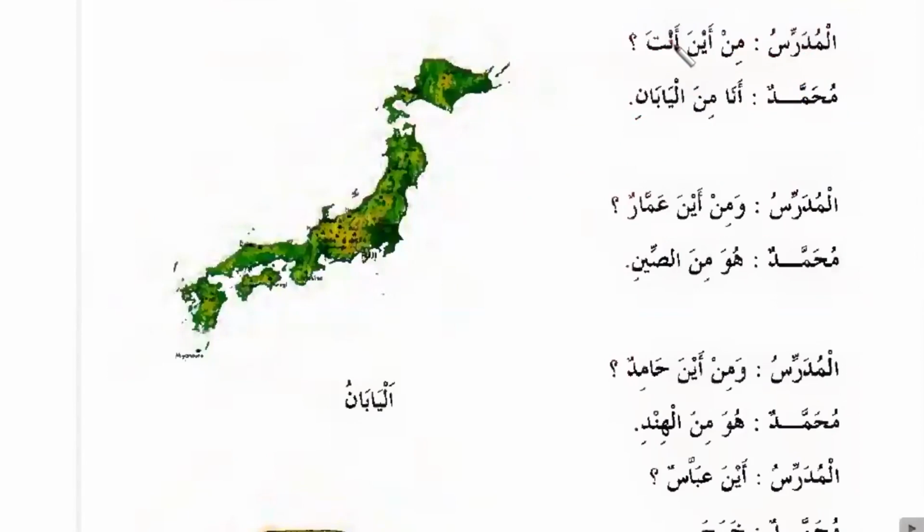So let's start. This was where we stopped, and this is simply another dialogue between the teacher, Al-Mudarrisu, and Muhammad. So there is a dialogue between the teacher and Muhammad. So let's read. The teacher says, Min aina anta? Sorry, before we start here, let me show you something.